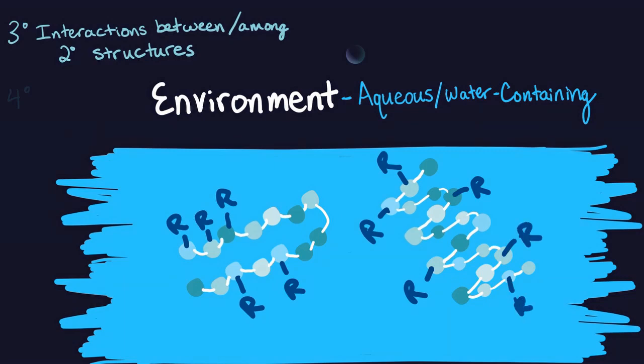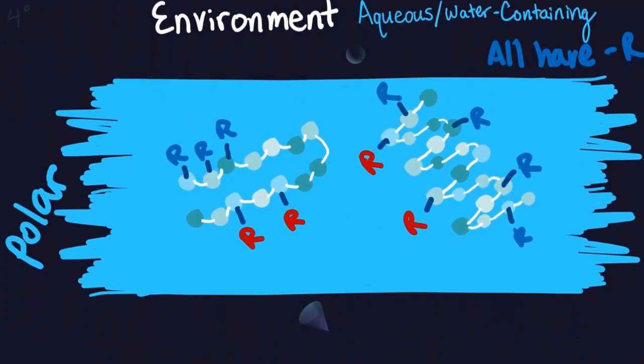Now, as you can see, I'm only writing a few R groups in here, but remember, in real life, all amino acids have an R group. One of the properties these R groups can carry is that they can be polar or nonpolar. Now, remembering back to our discussion on water, is water polar or nonpolar? It's polar, right? So other polar molecules are attracted to water.